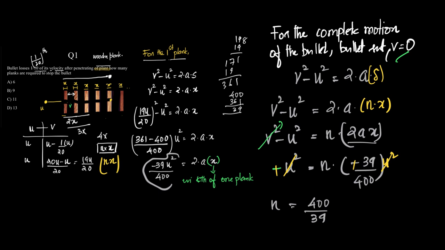So 39 times 10 is 390. So 39 times 11 would be somewhat more than 415. So I'll assume that n is approximately greater than 10, say 10.2 or 10.3 maybe. Okay, do we have an answer like that? The closest answer is 11. So we'll go with option C to be the correct answer. That is, 11 planks would be required to reduce the velocity such that the final velocity v becomes 0.